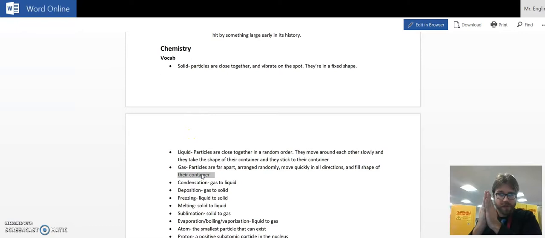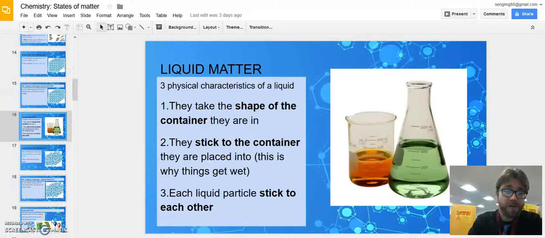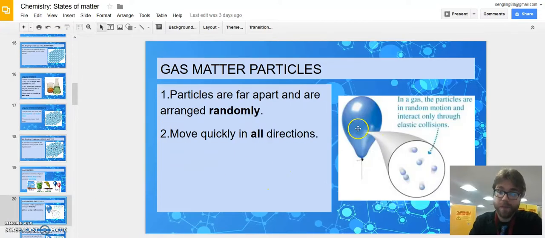Next up is gas. The particles are not close, they're far apart, they're arranged randomly, and they move very quickly in all directions, like this. Gas particles also take the shape of their container. As you see in this picture, the particles are far apart and quickly moving around. For example, the gas in this balloon is in the shape of a balloon. The gas in this room I'm in is shaped like this room. Gas and liquid always take the shape of their container.